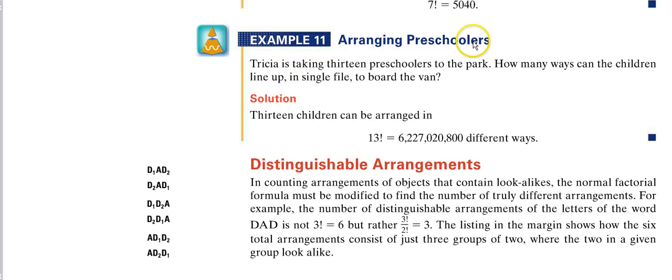Example 11, arranging preschoolers. She's taking 13 preschoolers to the park. How many ways can the children line up in single file to board the van? Well, initially there are 13 different ways. Then after that one is out, you have 12 different ways. And then that one's taken out and you have 11, and you go on down the line. This is 13 factorial, which is, wow. Again, the numbers are impressive.